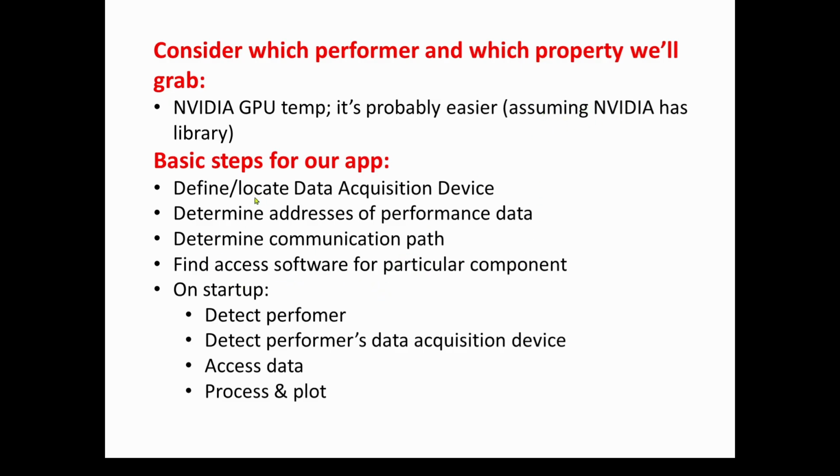And then once we've got all that, on startup, first of all, we're going to have to detect whatever our performer is, or in our case, our GPU. We're going to have to figure out what the model is, what the manufacturer is, and that kind of thing. We're going to have to detect its data acquisition device or devices. And then once we've got that, we're going to have to communicate, access the data, and then grab the data, process it, and plot it. So that's kind of a broad overview of what steps we can make in developing our application.